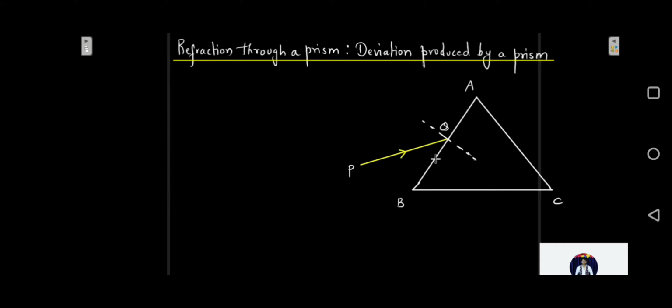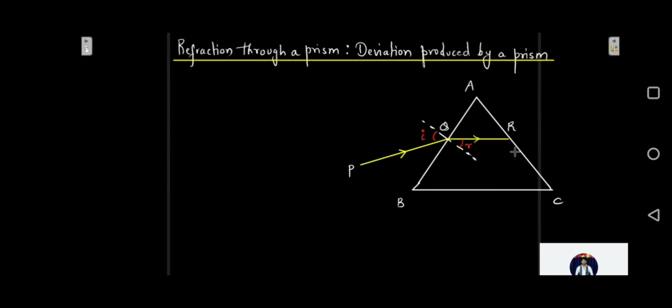So let us draw the path. Let the path inside be QR. It is going to bend towards the normal. Let us mark the angle of incidence over here. Angle of incidence will be I. Since there are two refractions happening, let's keep the first angle of incidence as I, and the other one we will take as I dash. And let us say that this angle of refraction over here is R.